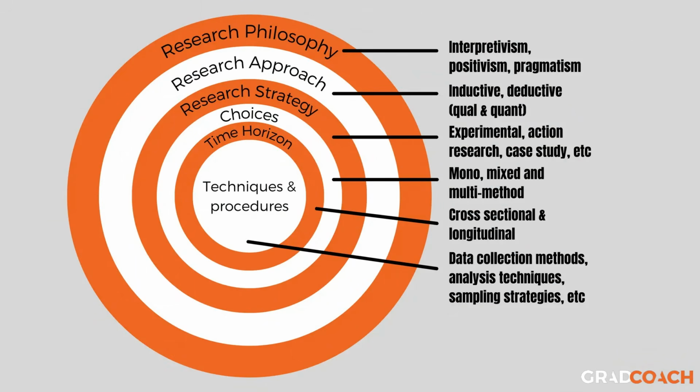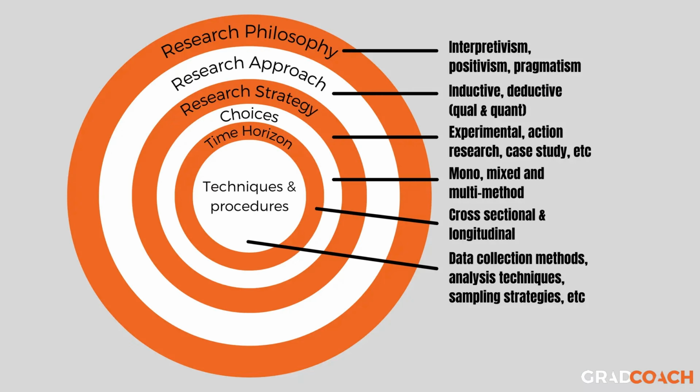So we start at the big picture and we think about what is our research philosophy? What is our big paradigm that we're going to apply to this? Is it interpretivism? Is it positivism? Is it pragmatism? What kind of epistemological view are we taking in our dissertation? Then we come a step in and we think about our research approach. Is it qualitative? Is it quantitative? And we kind of shift into those buckets at this point.